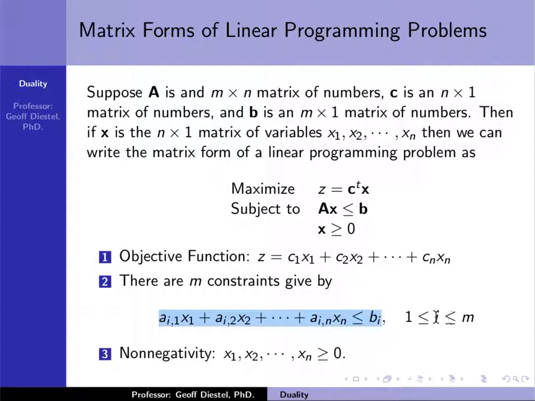So the first constraint would be plugging in i equals 1. So you would take the numbers from the first row of A, and you take the first number from b and create this inequality. If you wanted the second constraint, you take the numbers from the second row of A, and the second number from b.